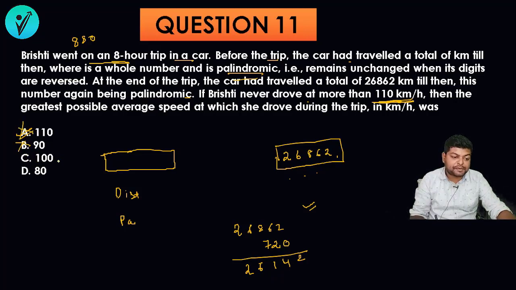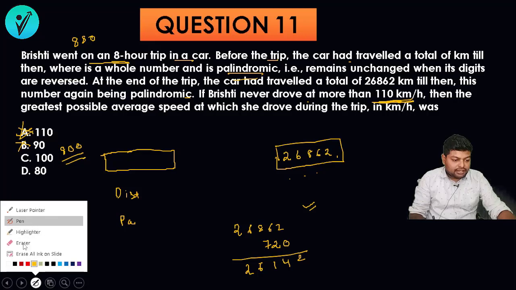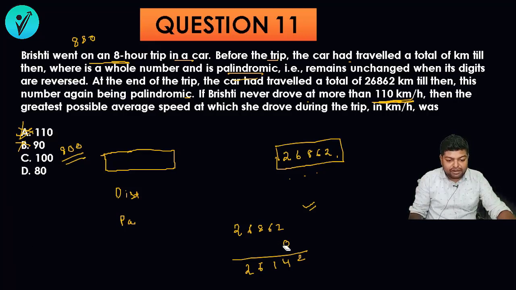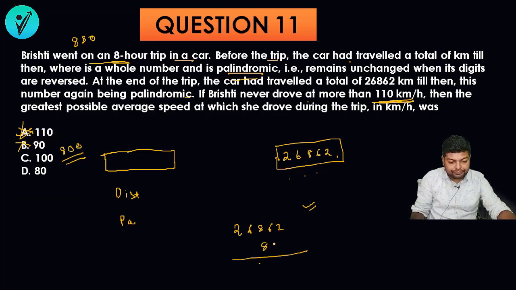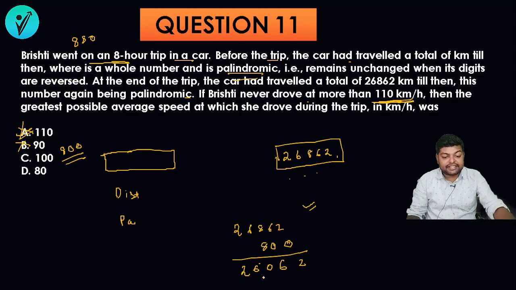If my maximum speed would have been 100, the total distance traveled will be 800 kilometers. Now again, if I subtract 800 from it, will my initial distance come out as palindromic? Let's see. So this is 2, this is 6, this is 0, this is 6, this is 2. Yes, this number is palindromic.